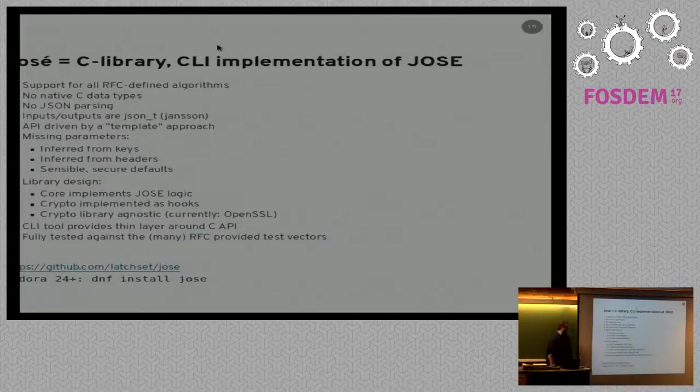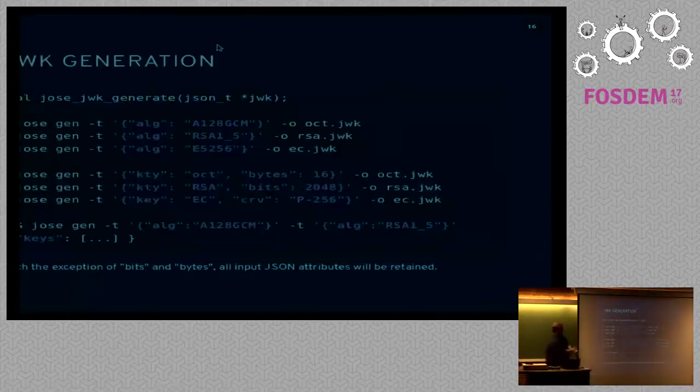It's also fully tested against the very many RFC-provided test vectors. So if there's something wrong, we probably have already caught it, and if we haven't, give us a test and we'll happily test for your case as well. The URL for the project is github.com/latchset/jose, and this is available in Fedora 24 and later. Just dnf install jose. It's pretty much that simple.